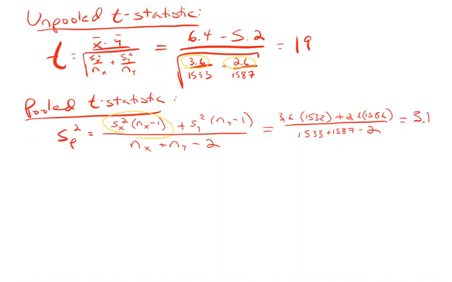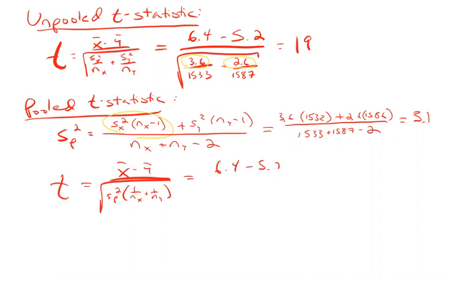All right, so now I can go ahead and get my pooled T statistic. So it's still x bar minus y bar divided by, and now I've got my S_p squared out here times 1 over n_x plus 1 over n_y, because I have to factor that out. So I still have 6.4 minus 5.2 divided by, this time, 3.1. Now note the sample sizes are kind of similar. They're approximately the same in these two groups.